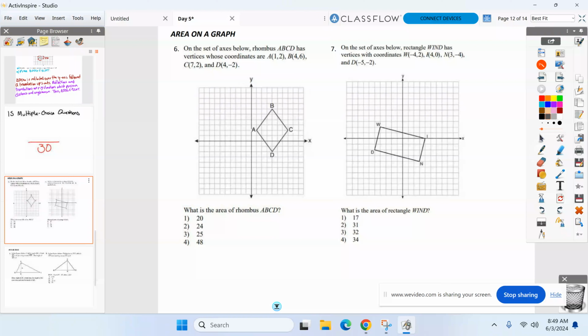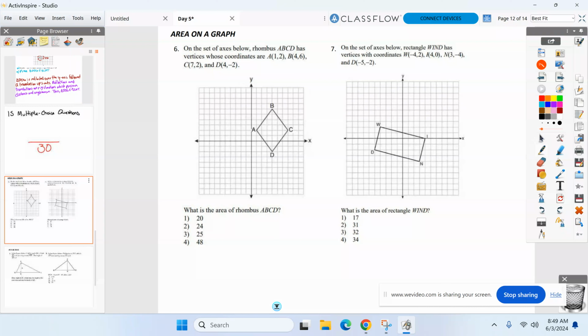Maybe area of a rhombus isn't one of them. Maybe area of a rectangle isn't one of them. Doesn't matter. When it's on a graph, I prefer you to do it one way and one way only. What do I want to draw around this bad boy to find its area? Box.